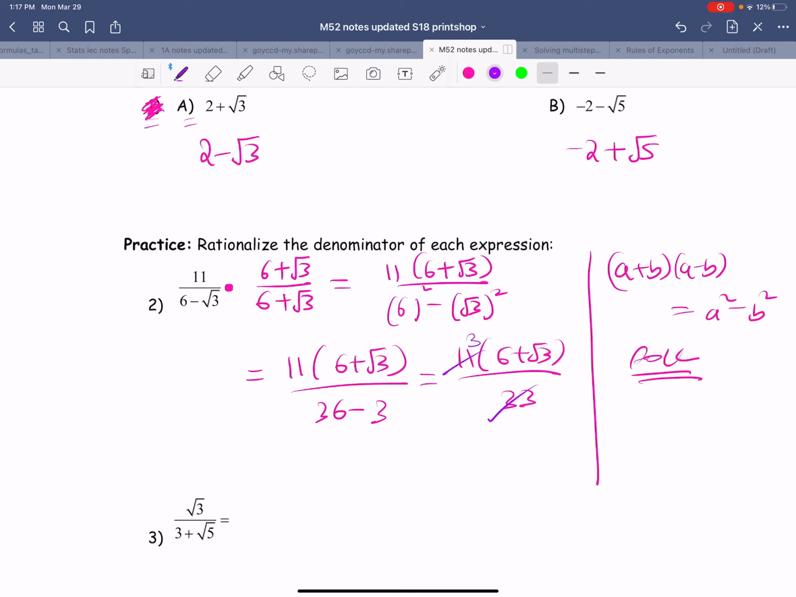And we can simplify, cancel, because 11 is in factored form and 33 is also written isolated, so we can cancel common factors. So 3 times 6 plus root 3, which is 18 plus 3 root 3, is our final end product here.